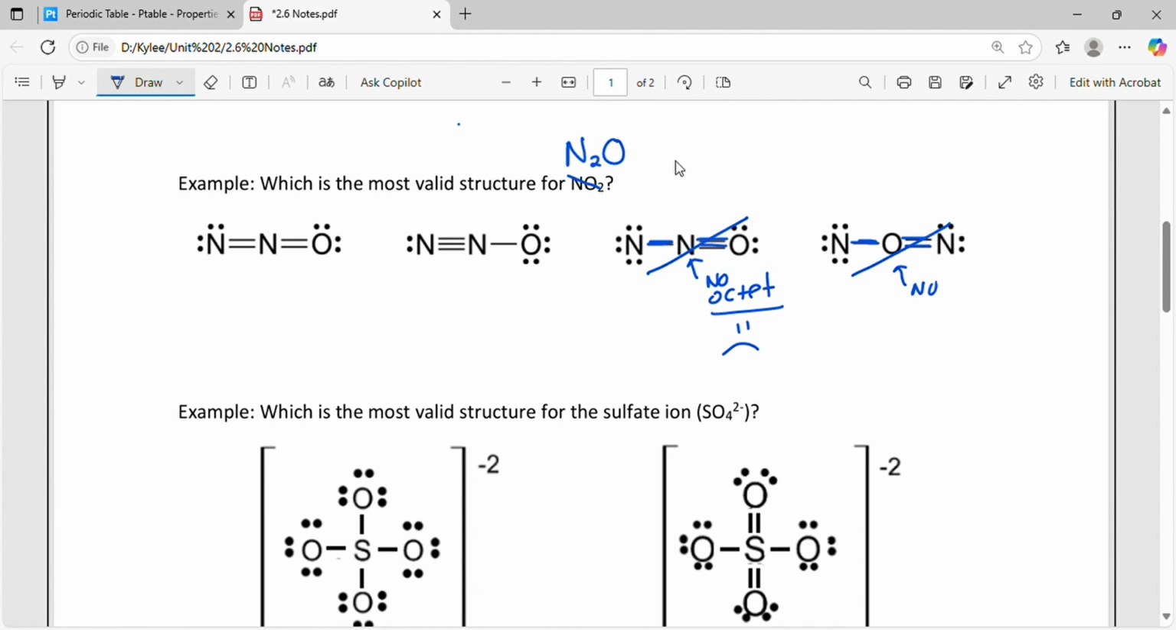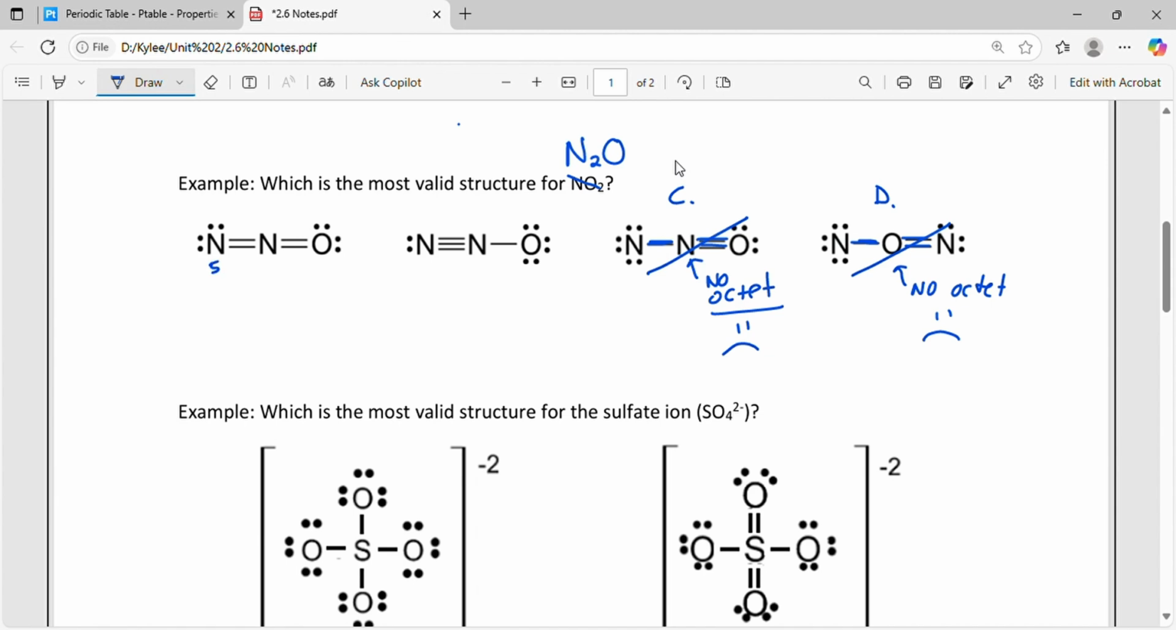So oxygen does not have an octet. Again, we don't like that. So I can eliminate, if this was a multiple choice question, I can eliminate C and D because those do not have octets. And then that leaves me with A or B. It does appear that everyone has an octet. So this is where we would move and do our formal charge calculation.